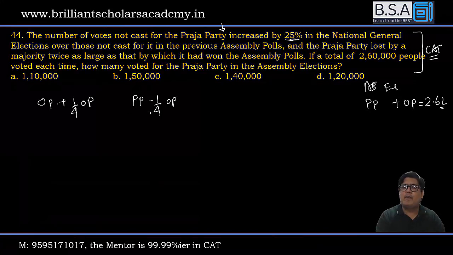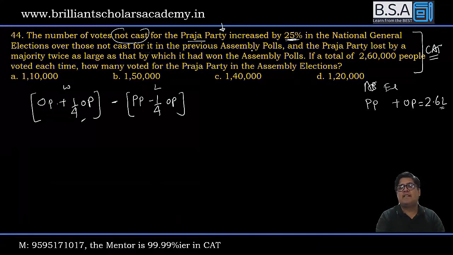अगर ये 10 वोट भी है तो इसका गिरेगा ना. ये अगर 100 वोट भी है तो इसका गिरेगा. Now this is called the margin. ये वाला is the winner minus the loser. That is the margin. The number of votes not cast for Praja Party increased by 25% in general elections, over those cast for it in the previous assembly polls. Assembly polls में Praja Party का vote PP है.